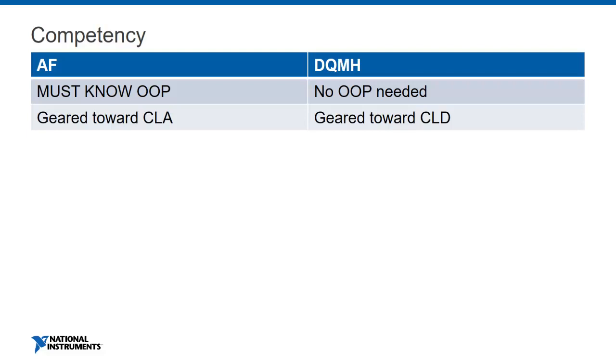In the actor framework, you've got to know about queues and events, because if you've got helper loops in your actor core, you need to be able to use those to communicate.